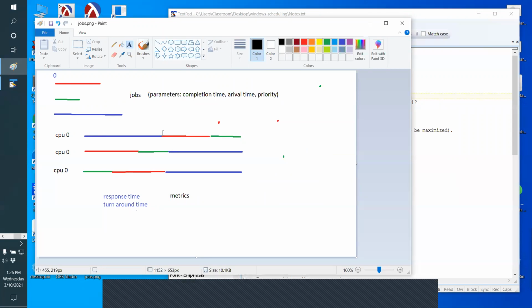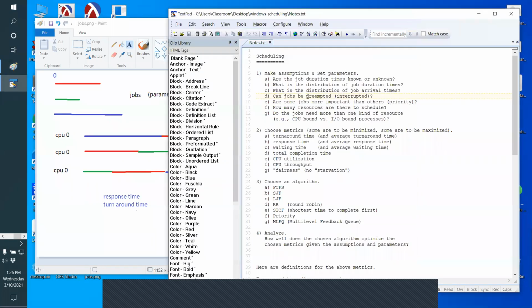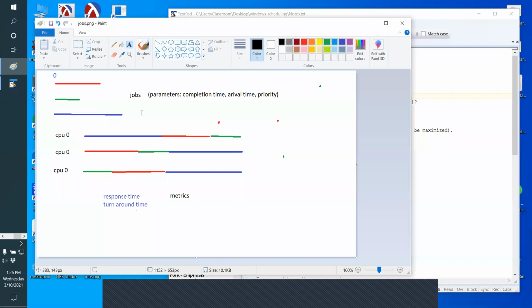The answer in grocery stores is no. I don't even know if their cash registers are set up to do that. Can you pause someone who's being checked out? Grocery stores tend not to do that, but it would actually be kind of efficient. In our case, we call that preemption. We'll have a name for that: can jobs be preempted?